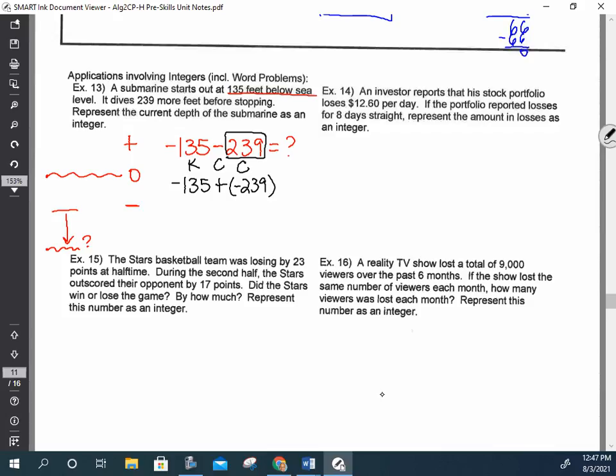So you have negative 135 plus negative 239. Both numbers are negative, so we add them up. So it's negative 374, and that's feet. So negative 374 feet means, in this case, 374 feet below sea level.